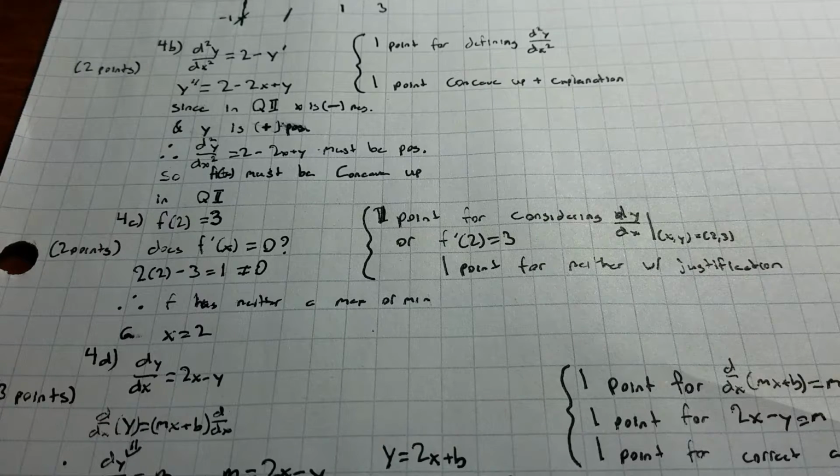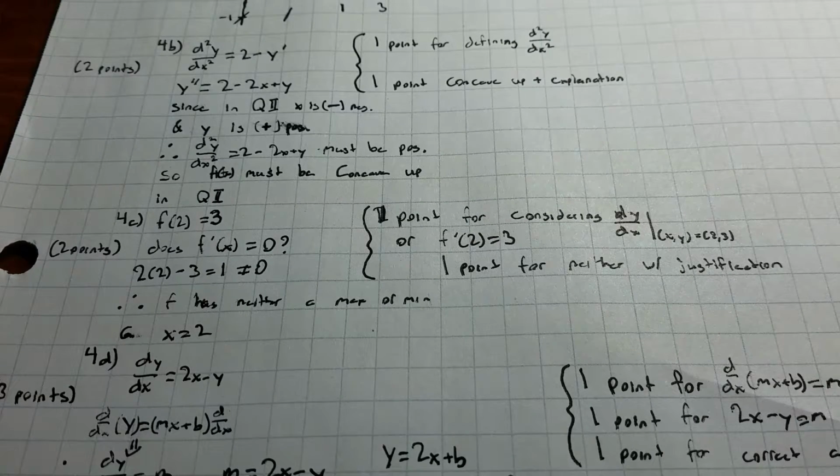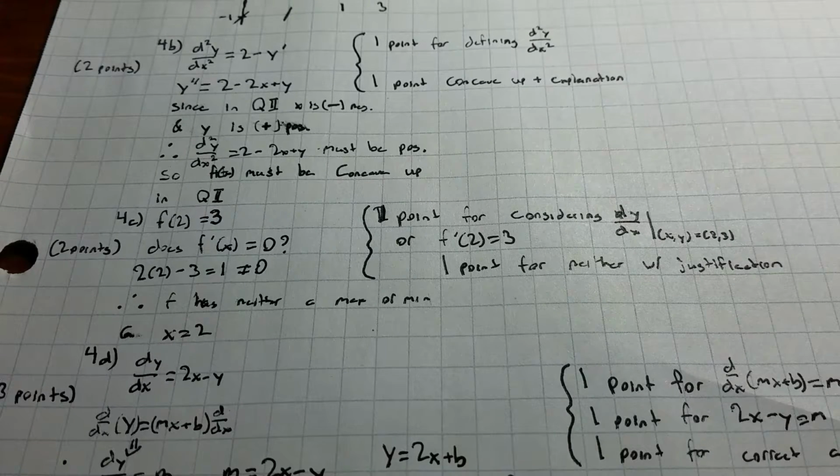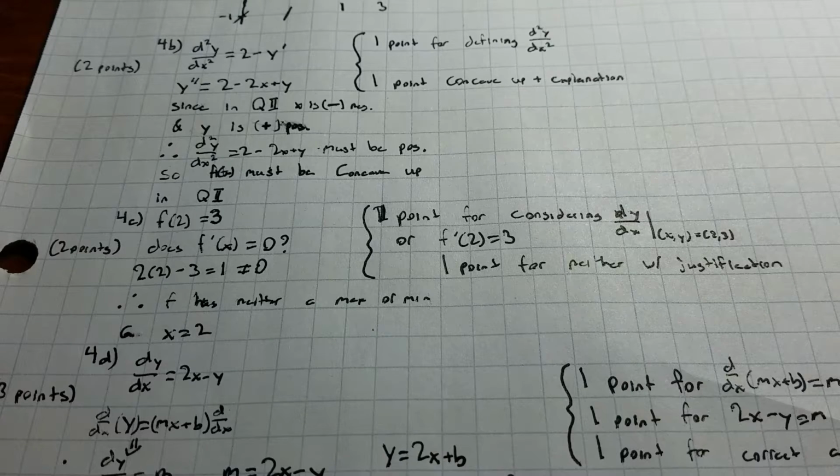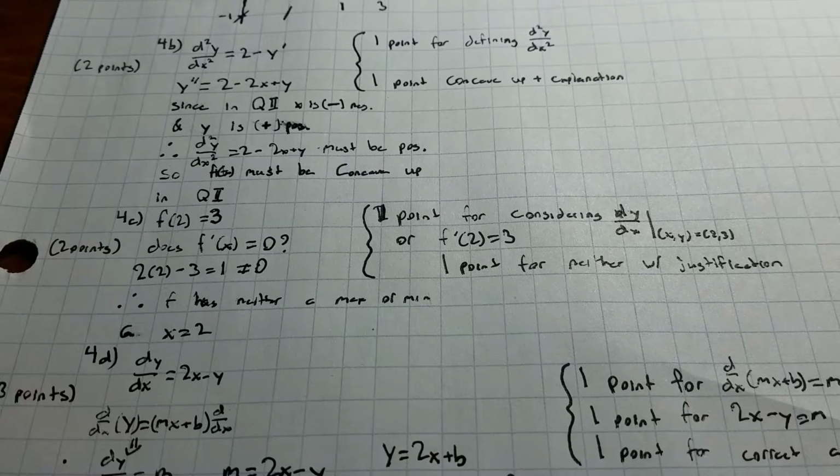The point distribution is as follows: 1 point for considering whether the derivative f'(2) equals 0, and 1 point for the correct answer of neither with a proper justification. The most common mistake I would say a student would make is perhaps forgetting that a relative min or max is found where the slope of the tangent line equals 0, and not getting any further than that. So I would consider studying up on relative mins and maxes.